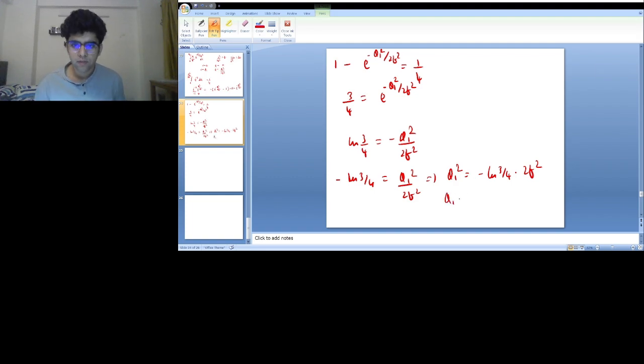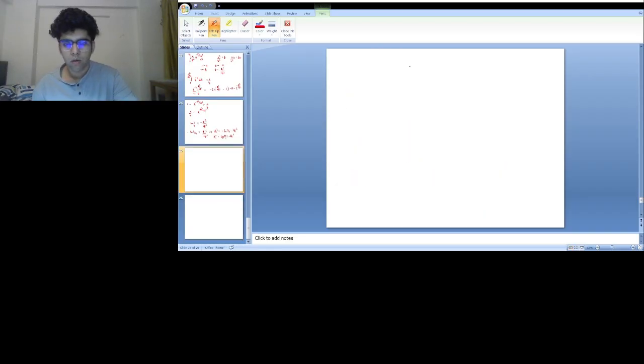If I just take this minus 1 inside, this becomes ln 4 by 3 into 2b square. So this gives me, now q1 is root of this whole term and b will come out. Let me just go to the next slide. So this will give me q1 is the root of this whole term.